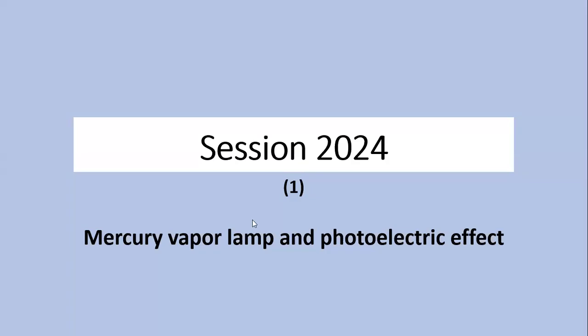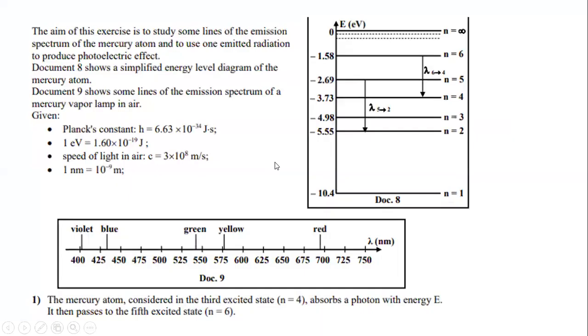Session 2024, here we talk about atom and photoelectric effect. So we'll start. The aim of this exercise is to study some lines of the emission spectrum of the mercury atom and use one emitted radiation to produce photoelectric effect.